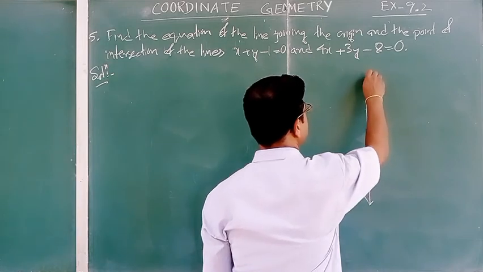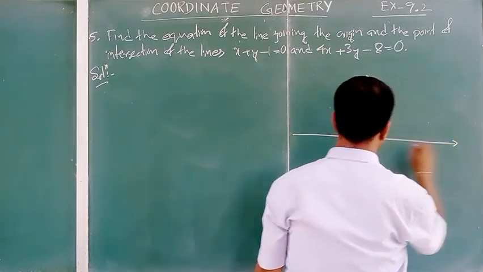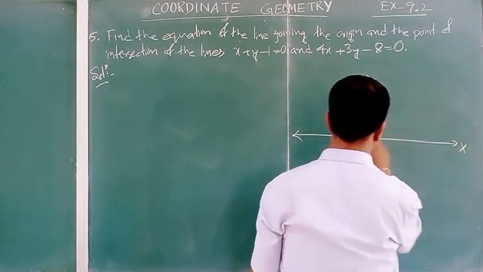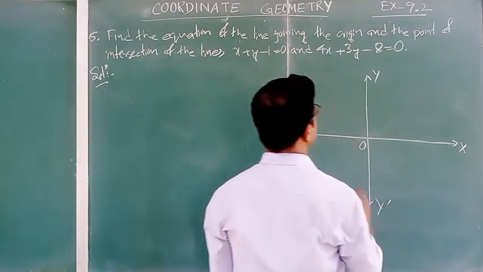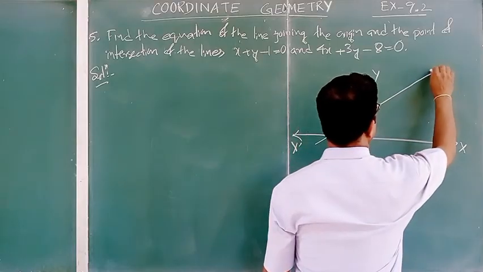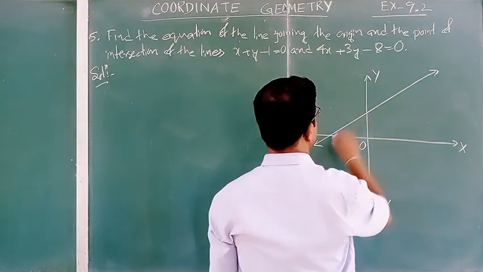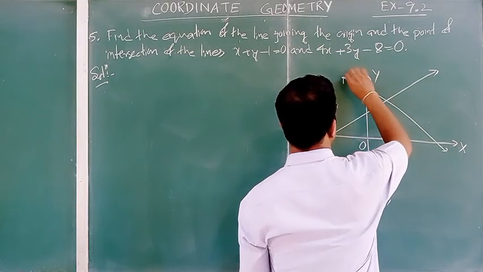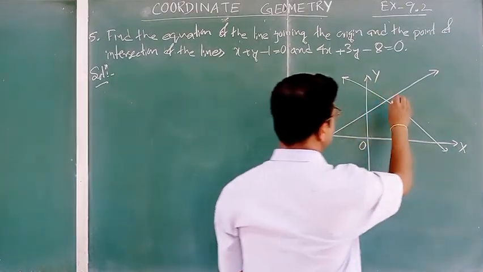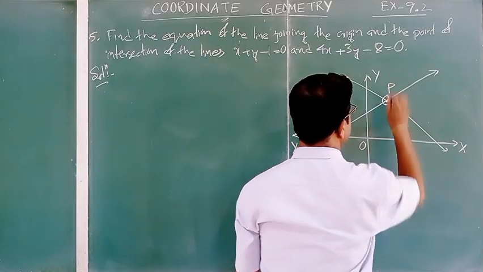This is a rough diagram, an accurate diagram I cannot draw now. This is the coordinate axis, X'OX, this is Y'OY. Now there are two straight lines given here. So let us take these two straight lines like this. Now these two straight lines meet here. Let the point be P.